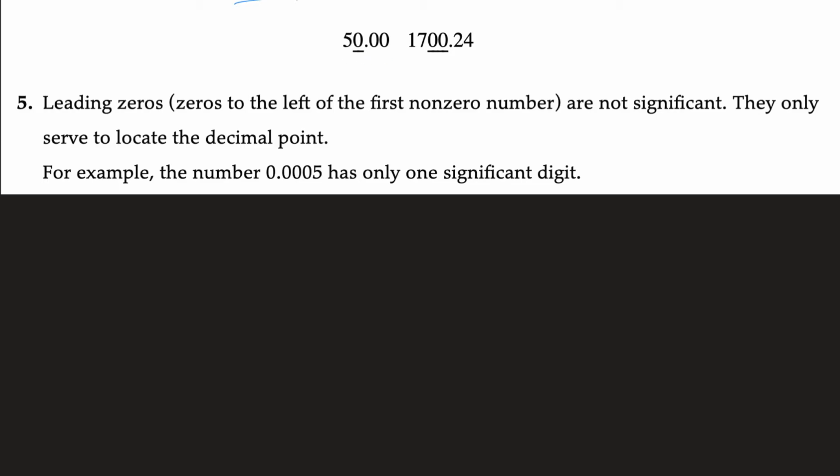This is kind of like the sandwiched zeros or interior zeros. Right? If these zeros to the right of the decimal are significant, then this 0 that's kind of sandwiched in between significant digits must also be significant. Same thing here. These zeros in the 1700.24, they're sandwiched in between the 7 and the 2. And since the 7 and the 2 are both significant, so are those zeros.